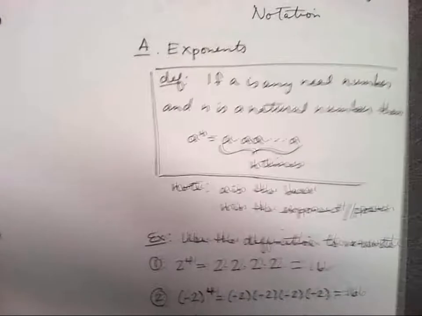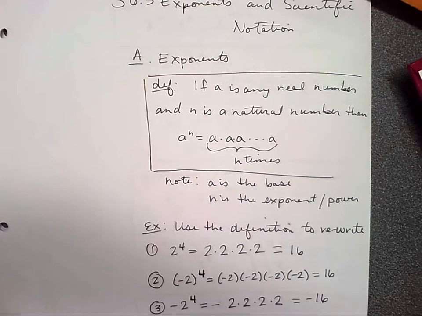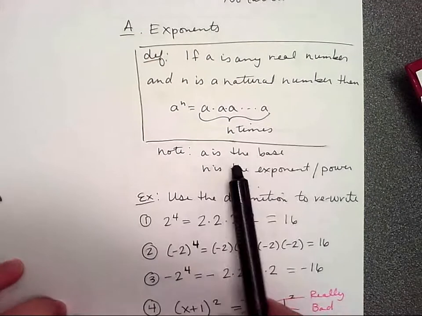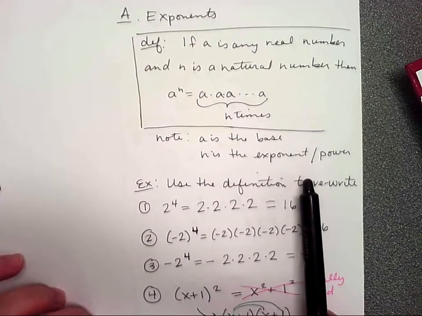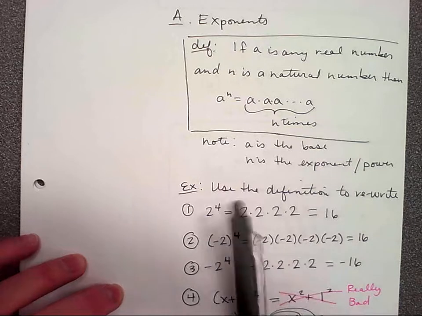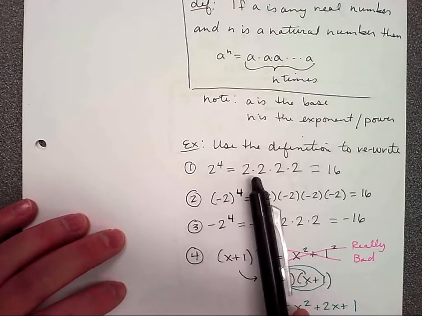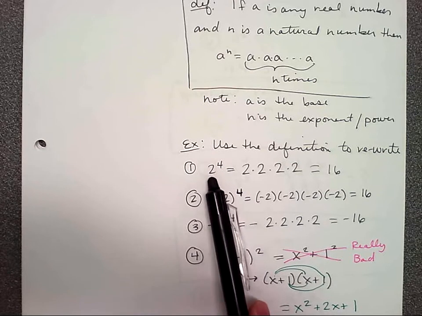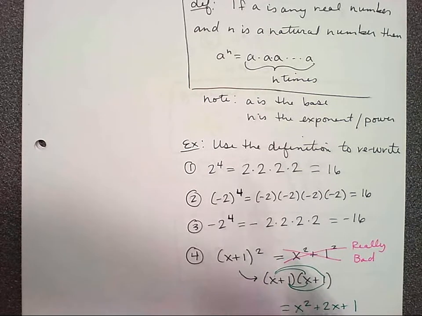So knowing the definition is definitely the most important part of this, because all of these other rules that we did are just kind of shortcuts once you know the rule. So note a is the base and n is the exponent or the power. We use the definition to rewrite 2 to the fourth as 2 times 2 times 2 times 2. It's 2 times itself, right? It's the base times itself that many times. We all know this, right?